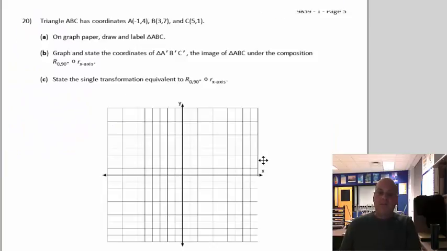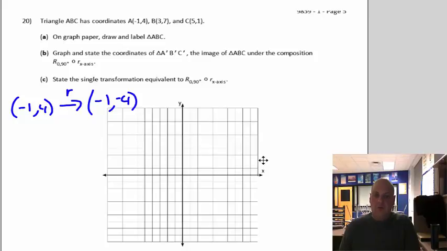And then the last one, you can do all 3 points. So you've got to start with negative 1, 4. First, you're going to reflect over the x-axis. That's going to be negative 1, negative 4. And then you're going to rotate 90, and you're going from the third quadrant to the fourth quadrant. So it's going to be positive 4, negative 1. So that's how you do that one.